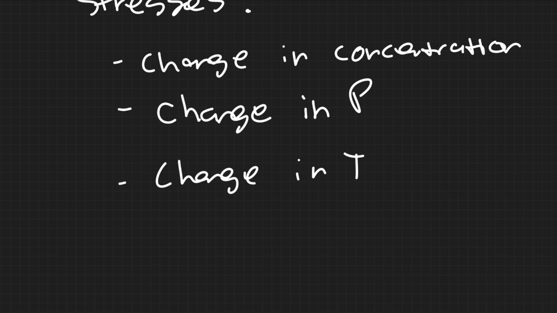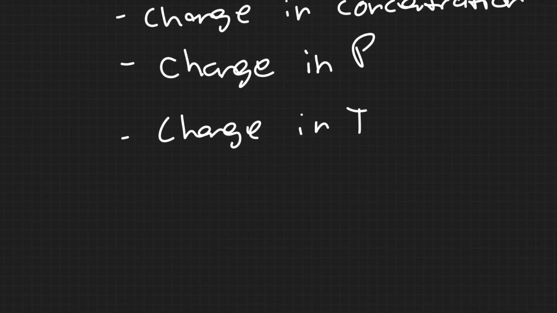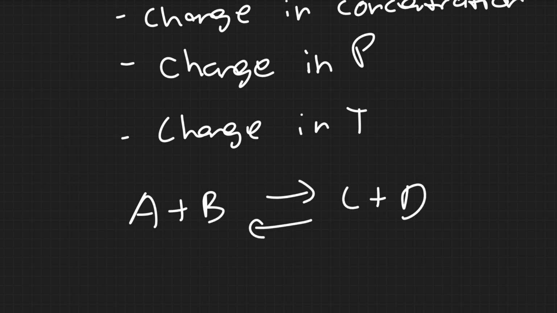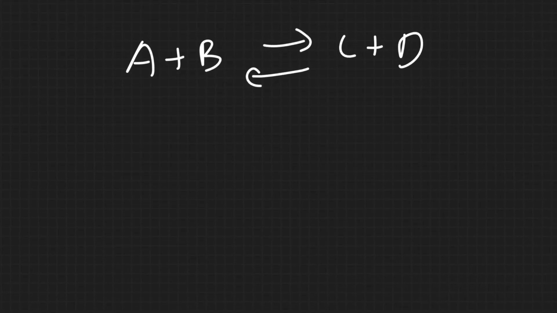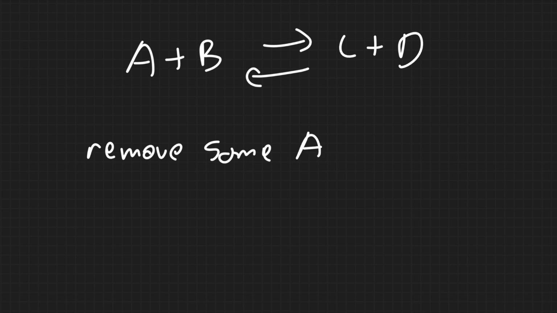I'll just use one simple equation to quickly explain all 3 of these different stresses and how they affect the equation. So let's just say A plus B, reversible reaction goes to C plus D. Okay, so first stress, we're changing concentration. What if I remove some A? So I'm going to remove some A. Okay, so now I've removed some A. Now we've knocked the system out of equilibrium. How does the system get back? Well, to get back to equilibrium, it needs to add some A.